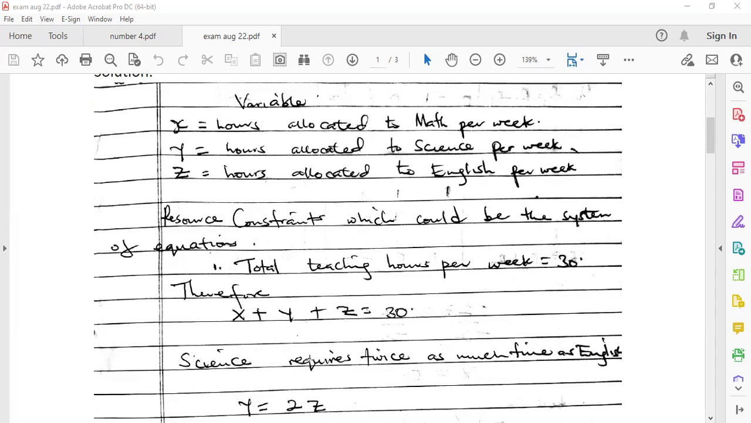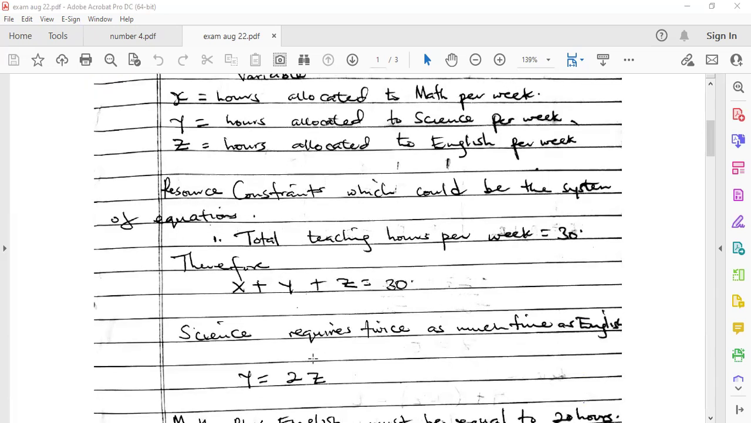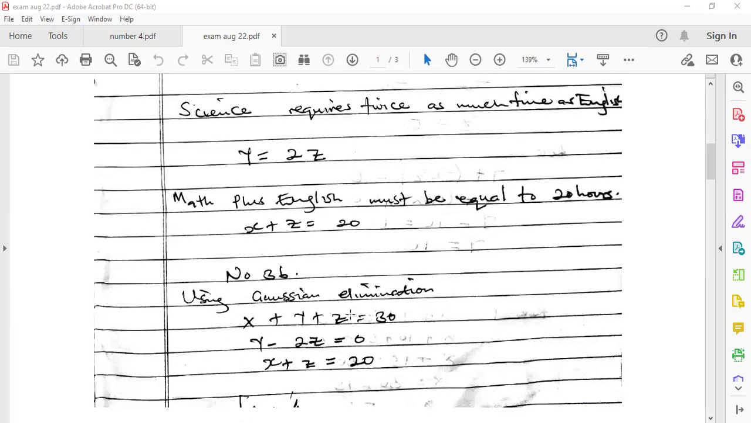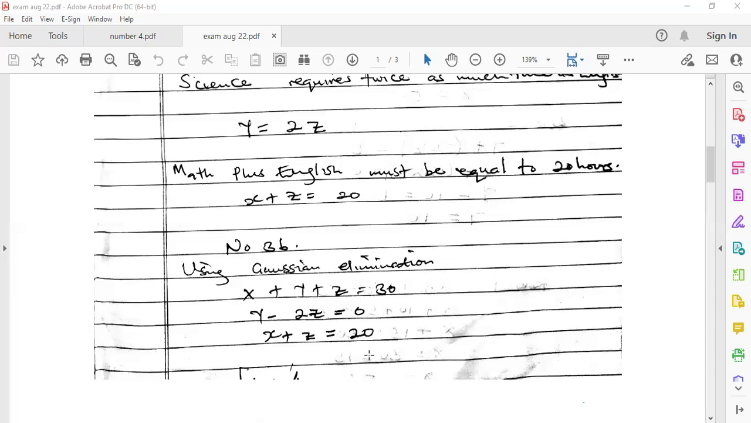Still, they say that science requires twice as much time as English. This basically means that the time allocated to science is equal to 2 times the time allocated to English. Therefore, Y will be equal to 2Z. Then math plus English must be equal to 20 hours. So this basically means that X plus Z equals 20. So I formulated my three equations. That is X plus Y plus Z equaling 30, Y minus 2Z equaling 0, that is equation 2, and X plus Z equaling 20 as my equation 3.